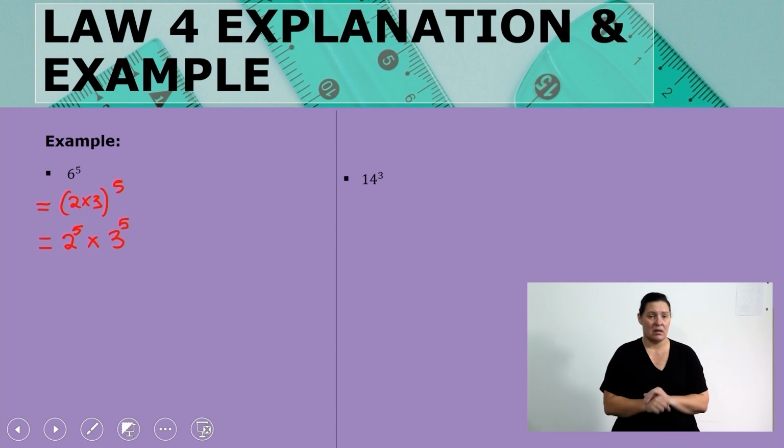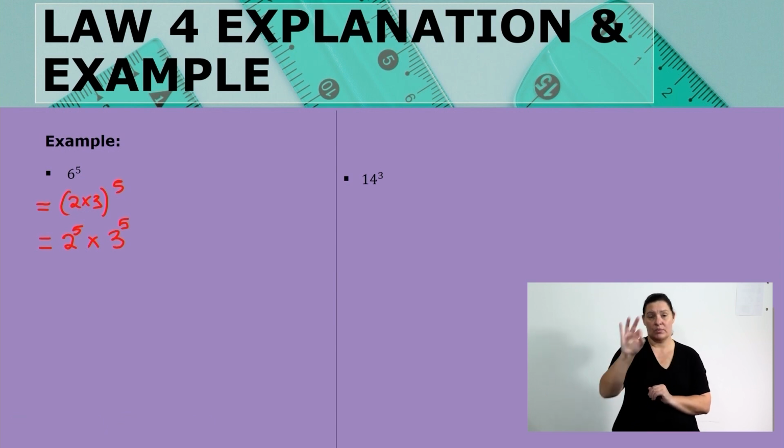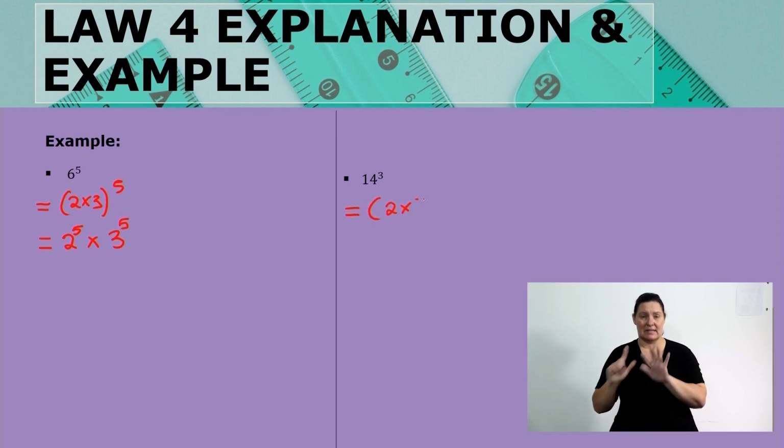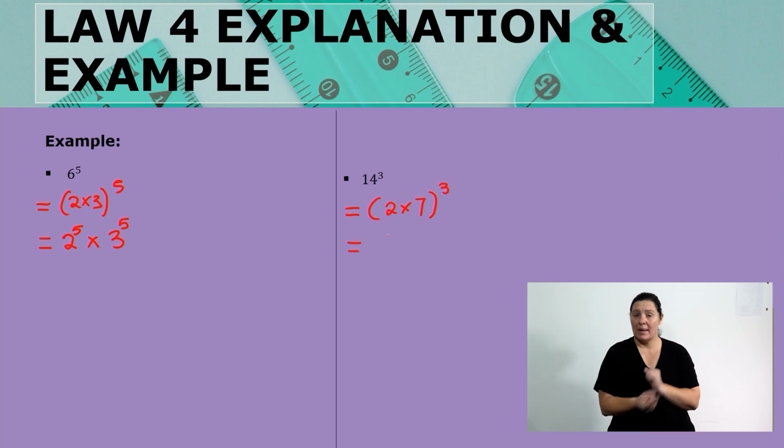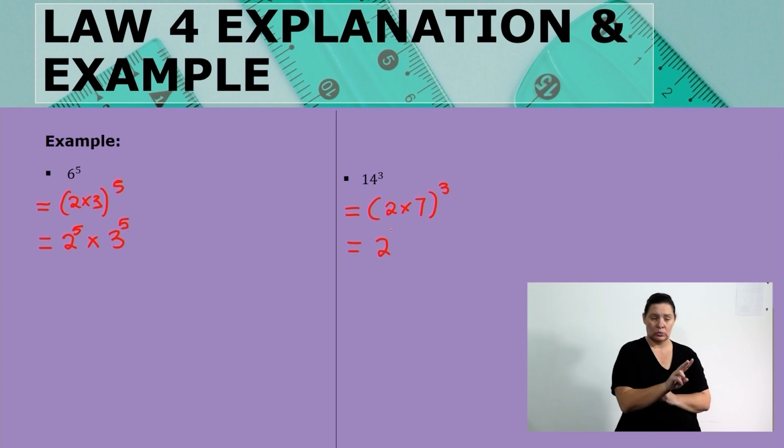Another example is 14 raised to the exponent 3. Now again, 14 can be broken down to 2 multiplied by 7, and that is still raised to the exponent 3. What is going to happen here? We are going to say 2 raised to the exponent 3 multiplied by 7 raised to the exponent 3.